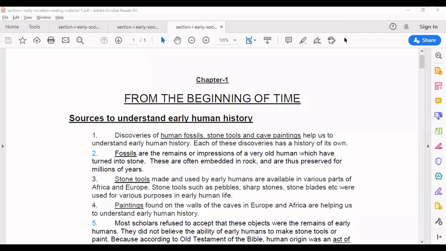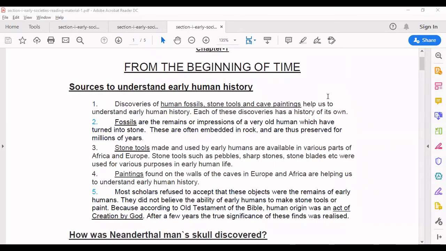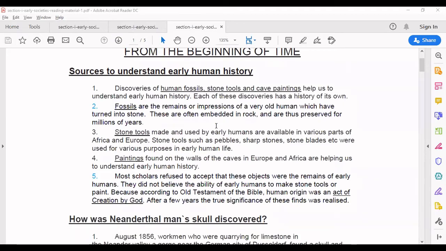Okay, so today we are going to discuss some questions and answers, the probable question answers that can come from this chapter. The first chapter we did was Beginning of Time. One question that can come is the sources to understand early human history. The sources that we can use to understand early human history are the discovery of fossils, cave paintings and stone tools.